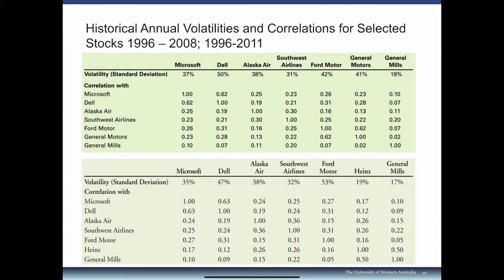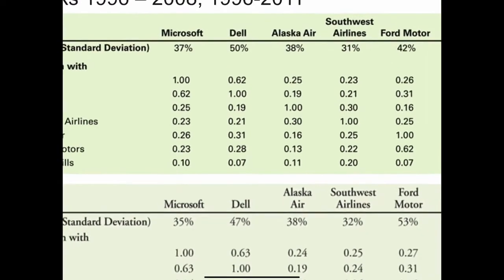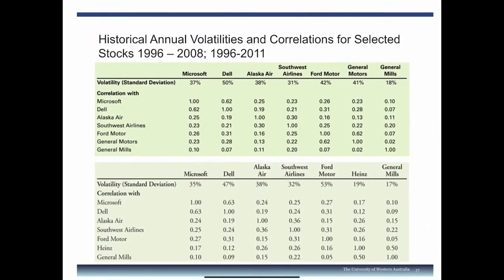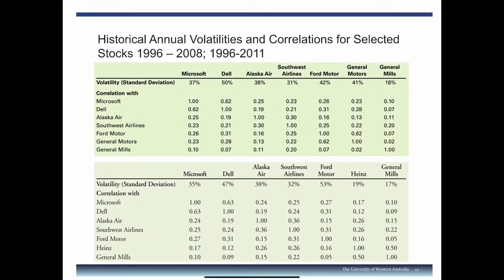So the top panel is on 1996 to 2008. The bottom panel is between 1996 to 2011, right? None of them is negative. So which means that it's very difficult for you to find two stocks that do not co-move together. They will always co-move by a common factor of the market. But you can think about Dell and General Mills, the correlation is 0.07, right? That means that they tend to not move together. Which means when you think about forming a portfolio, maybe picking Dell and General Mills would be a good idea, right? That's just our intuition. We'll get to that.